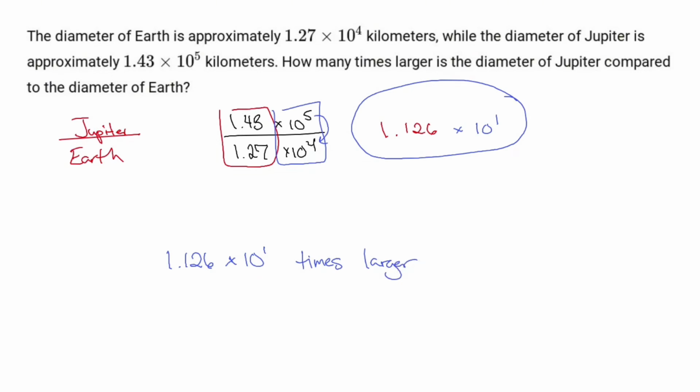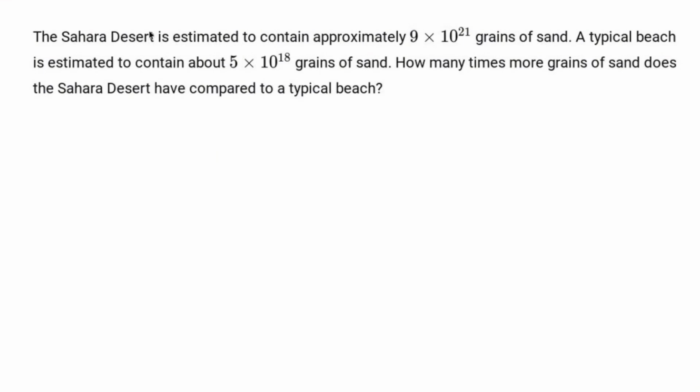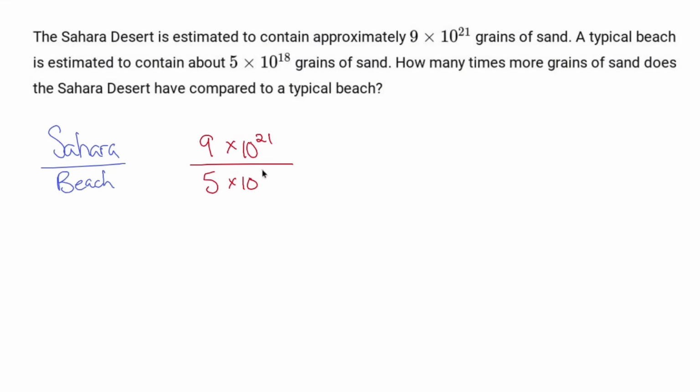But we did it. The Sahara Desert is estimated to contain approximately 9 times 10 to the 21st grains of sand. How biblical. A typical beach is estimated to contain about 5 times 10 to the 18th grains of sand. How many times more grains of sand does the Sahara Desert have compared to a typical beach? So what we're going to do is take the Sahara Desert divided by a typical beach. Sahara Desert, 9 times 10 to the 21st. The beach, 5 times 10 to the 18th.